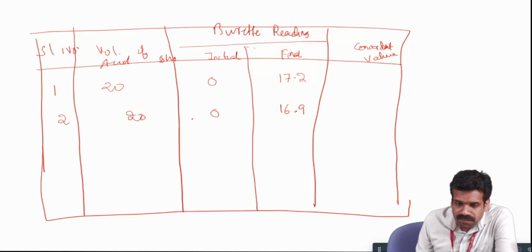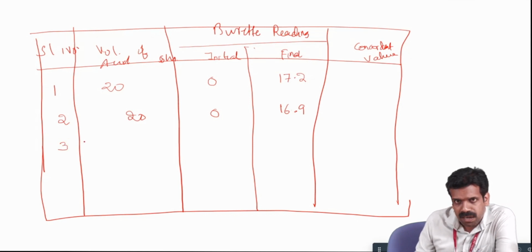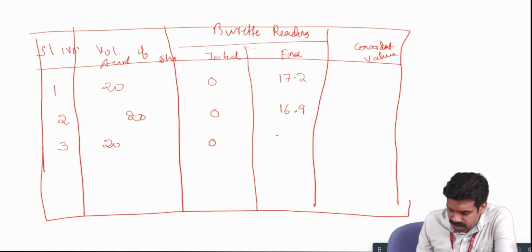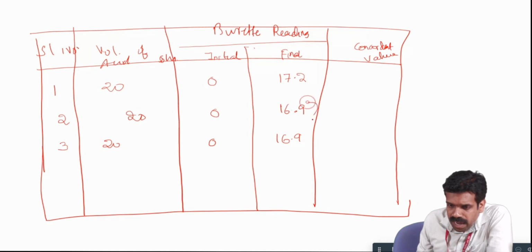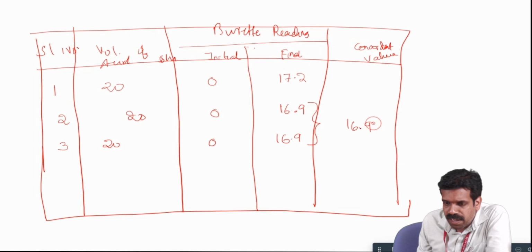Now, when I do it the third time, I would like to verify once more whether what I am doing is correct, or whether it is reproducible or not. So when I do the third time, I am supposed to get the same value which I got in the previous titration, 16.9. Whenever I get two adjacent values the same, I take it as my final value, and I call it the concordant value.